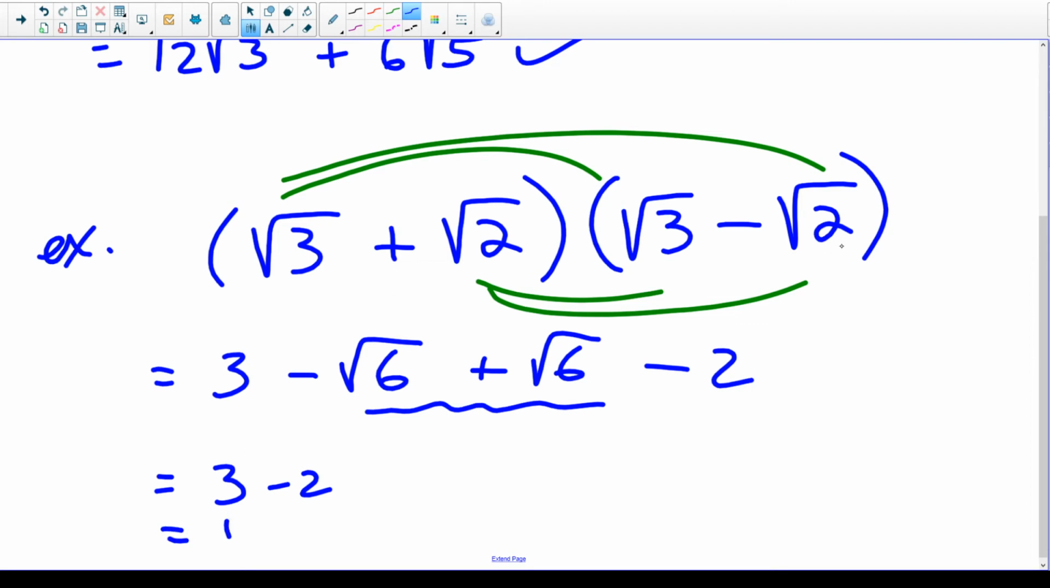So what happened is we had two root-filled brackets multiplying each other, and we end up with a rational number as our final answer. We're going to use this technique to rationalize the next example.